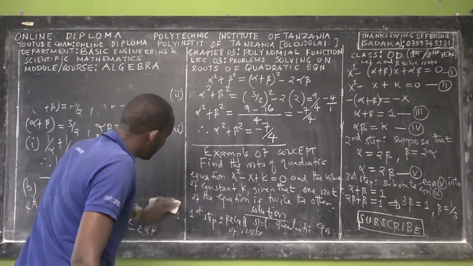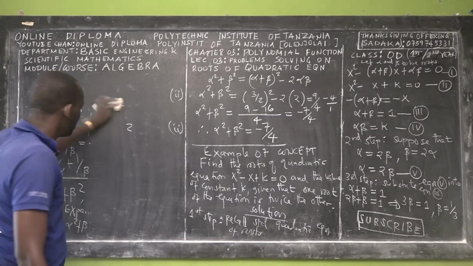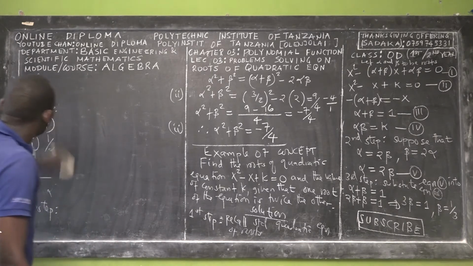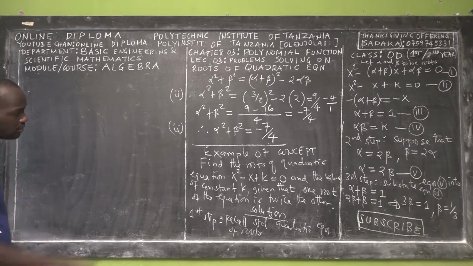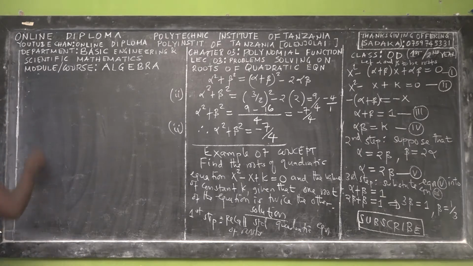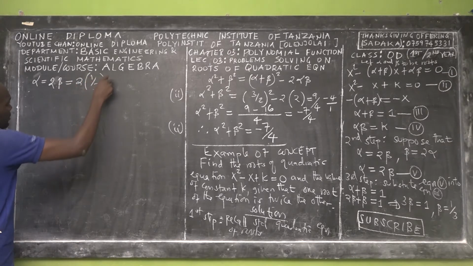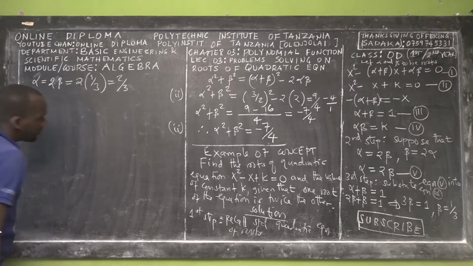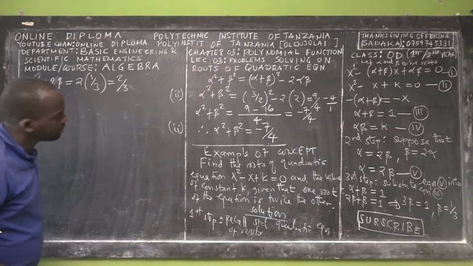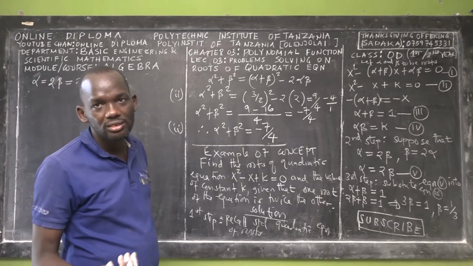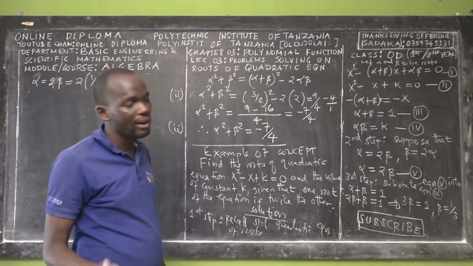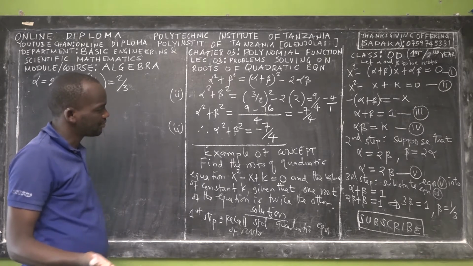So what will be the value of alpha? If you know the value of beta, what will be the value of alpha? So ladies and gentlemen, the value of alpha is twice the value of beta. The value of beta is 1/3. So the answer is twice that, 2/3. It's true because 2/3 is twice 1/3. So it satisfies the condition.